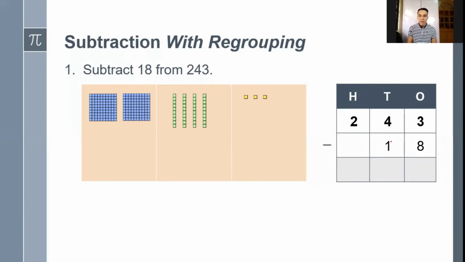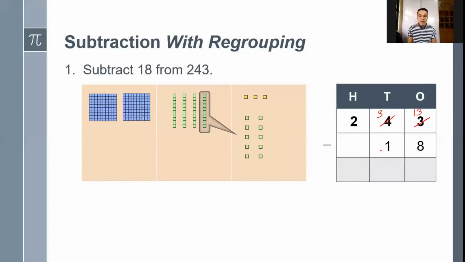243. Now let's go to our place value chart. 3 ones minus 8 ones, or 3 ones take away 8 of them, cannot be, right? We don't have enough ones in our base 10 blocks, so what we're going to do is regroup 4 tens here. Remember that 1 ten is the same as 10 ones. So we have now how many ones? There are 13 ones, so the 3 here becomes 13, and we have 3 tens left.